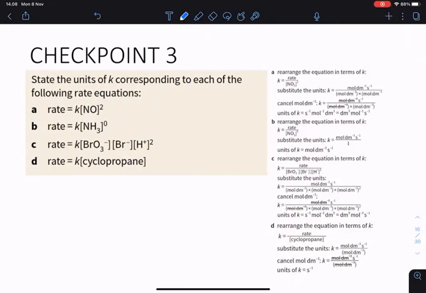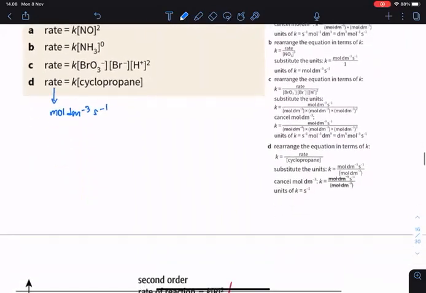The only thing that you need to remember over here is that your rate is always going to be mol per dm cube per second. Remember the definition from the first slide that we did: change in concentration divided by time. Using that, you can calculate concentration, which is generally mol per dm cube. Then you can calculate on your own. This is going to be checkpoint 3.